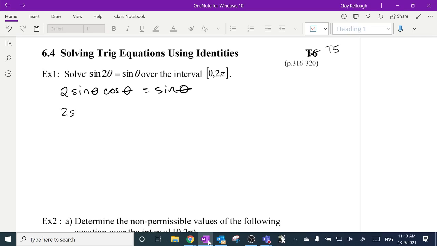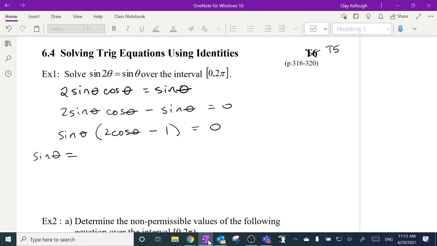You move everything to one side, and then you use your factoring skills. Factor out sine theta, and now you can see, oh yeah, sine theta equal to 0 is definitely one of my solutions, right? Because I'm in factored form. This times this is 0, which means that sine of theta is 0, or 2 cos theta minus 1 is 0. Okay, what if sine of theta is 0?